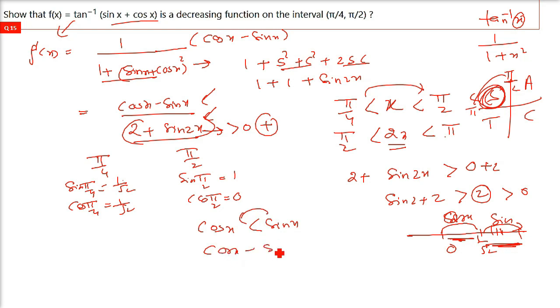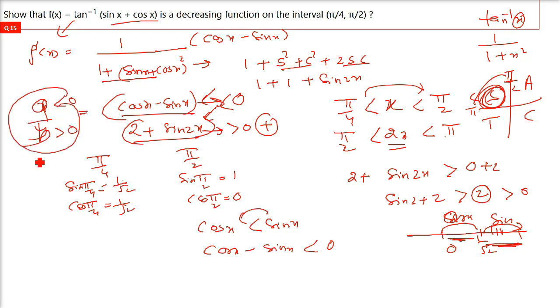Now take this side: cos x minus sin x is less than 0. So the numerator is less than 0 and the denominator is greater than 0. That means when you combine numerator and denominator, it will always be negative. I am saying a by b, where a is less than 0 and b is greater than 0. That means the whole quotient, the p by q form, is going to be less than 0. That is why f dash x is less than 0. So in this interval, pi by 4 to pi by 2, f dash x is less than 0, and when it is less than 0, it is a decreasing function in this interval.